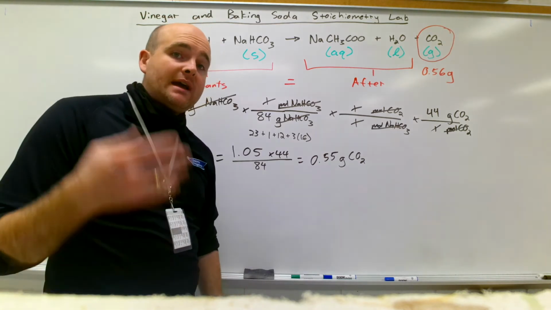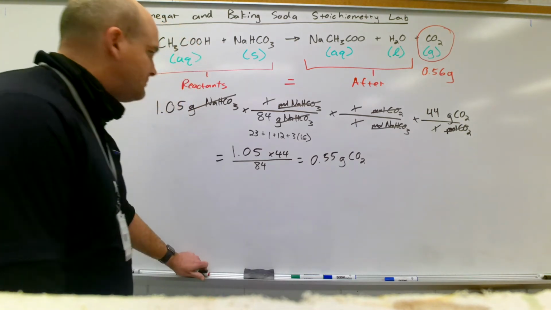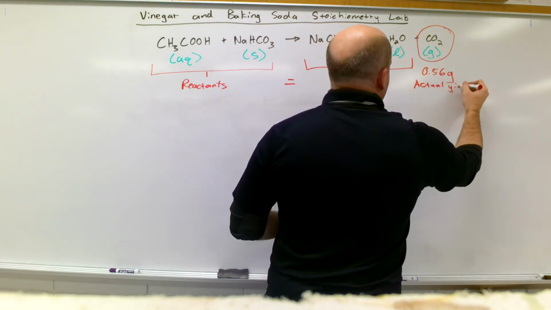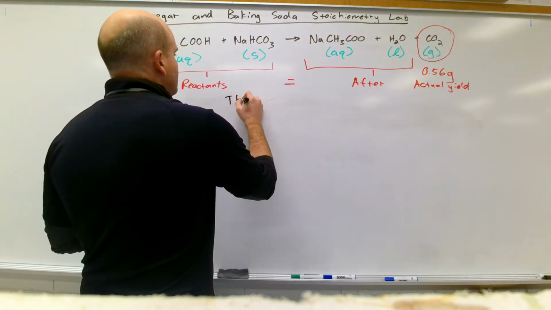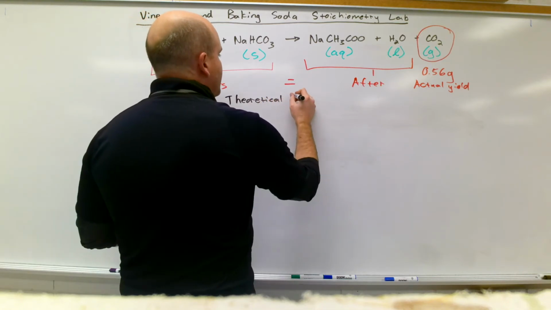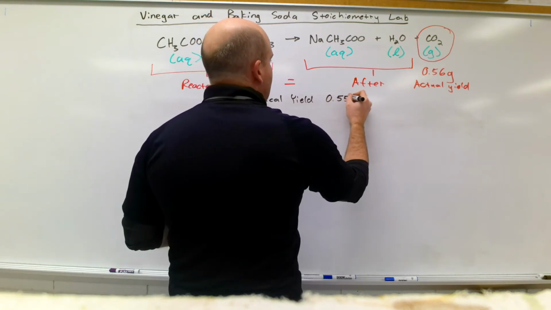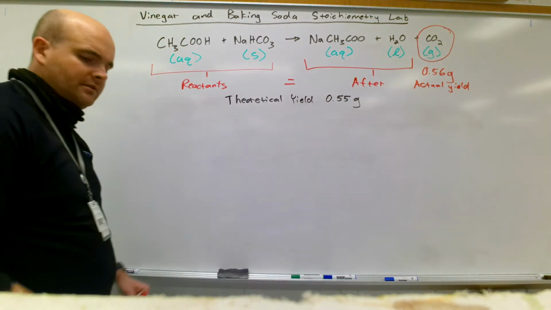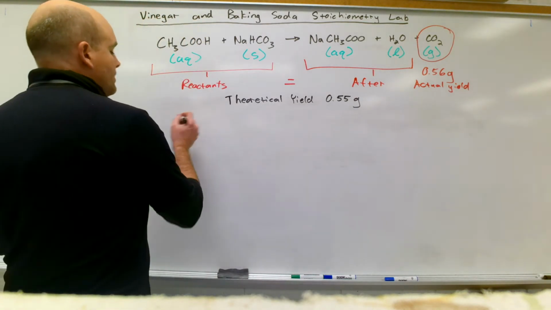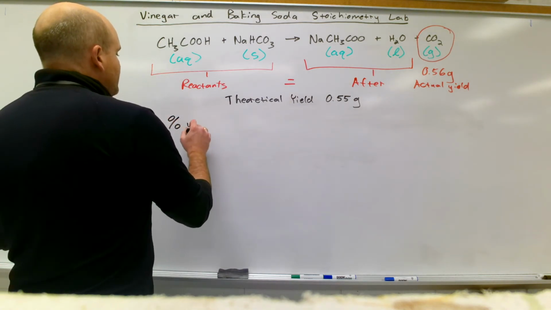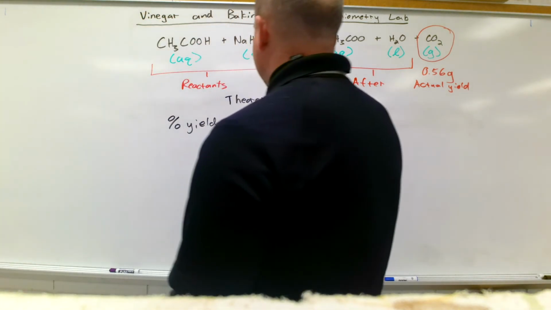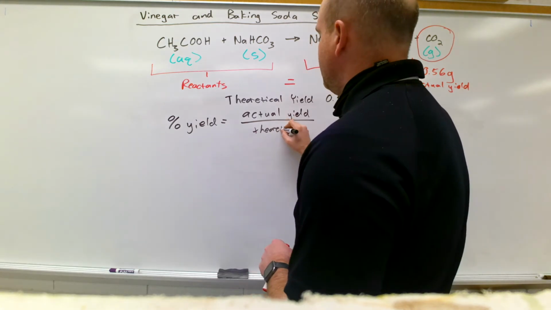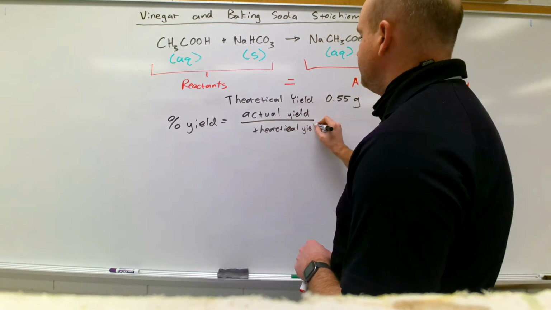Question number 6 asks about the percent yield and the percent error. Let me show you how to do that. So we know that this is our actual yield, and we said our theoretical yield was 0.55 grams. Okay. So it looks like we overshot it just a little bit, which is actually probably right. To calculate the percent yield, we've done this before, you will do actual yield over the theoretical yield, multiply by 100.